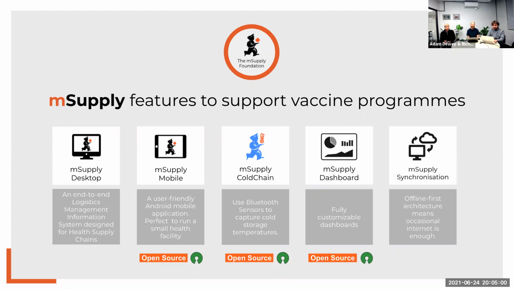On the right, we have something called Amplifier Synchronization. It's not a product as such, but we've highlighted it because it's a really important feature, and that allows you to use mSupply and all the features offline. So if your internet connection goes down, you can still do all your daily operations, and then once the internet connection comes back, all the data is synced up. On to the next bit.